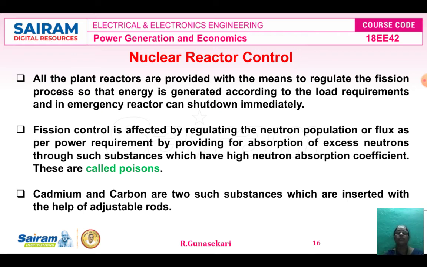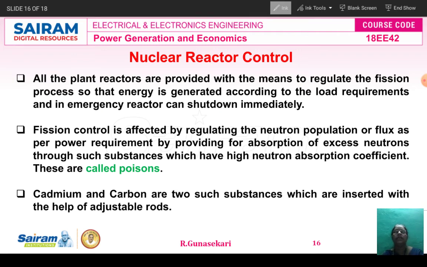Then how to control the nuclear reactor? It is very important because in the VTU examination, how to control the nuclear reactor carries minimum 4 marks, maximum 6 marks. All nuclear reactor plants are provided with means to regulate the fission process. This is the main function of control. Therefore, a huge amount of energy is released from the nuclear fuel according to the load requirement, and in an emergency, the nuclear reactor can shut down immediately.